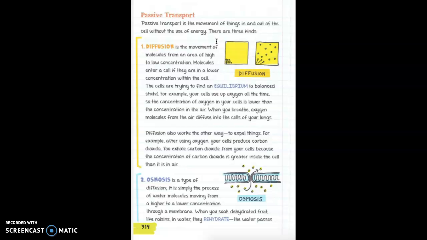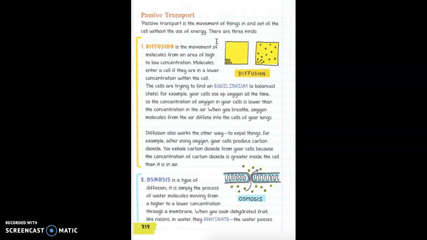Diffusion also works the other way, to expel things. For example, after using oxygen, your cells produce carbon dioxide. You exhale carbon dioxide from your cells because the concentration of carbon dioxide is greater inside the cell than it is in the air. Osmosis is a type of diffusion. It is simply the process of water molecules moving from a higher to a lower concentration through a membrane.